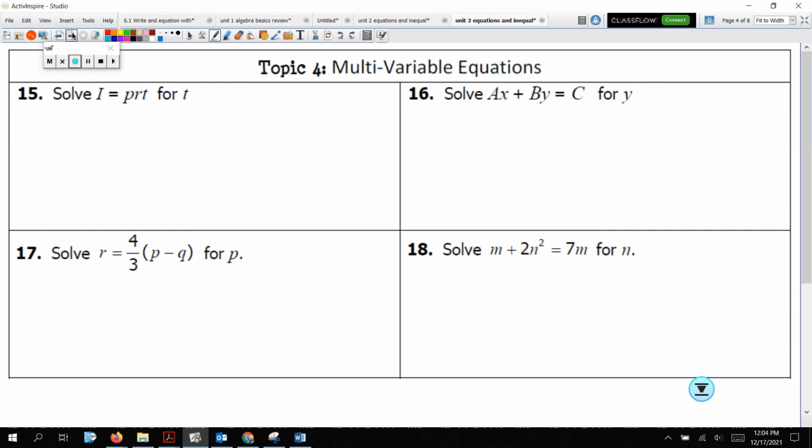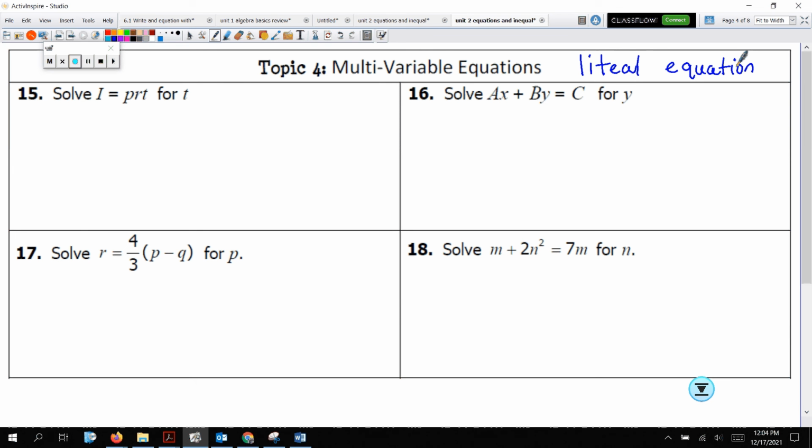All right, next topic is literal equations or multivariable equations. So these are called literal equations if you want to look them up. I don't know if I spelled that right, but you know what? It doesn't really matter. These are literal equations. We're literally solving letters. It's so weird. But I want you to treat them all just like you would an equation with numbers, okay? You're just using inverse operations.